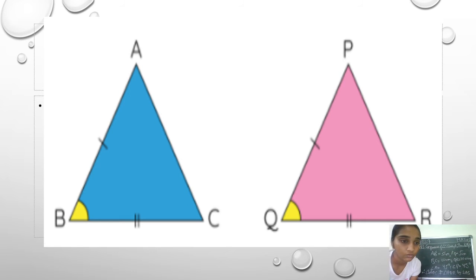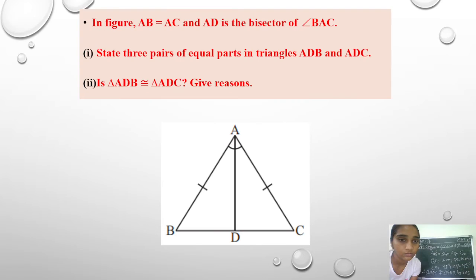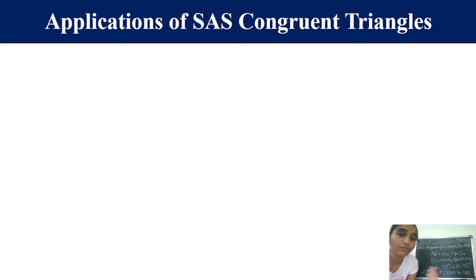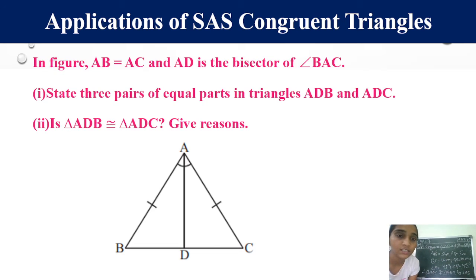Very good, students. So now let us proceed further. So students, what is written in front of you? Yes, there is some information they are giving us, and they are asking us to find out something and give reason. So basically, students, now we are going to discuss the applications of the SAS congruent triangles. Just read out aloud what they are asking, and get an understanding of what they are giving us and what they are asking from us.